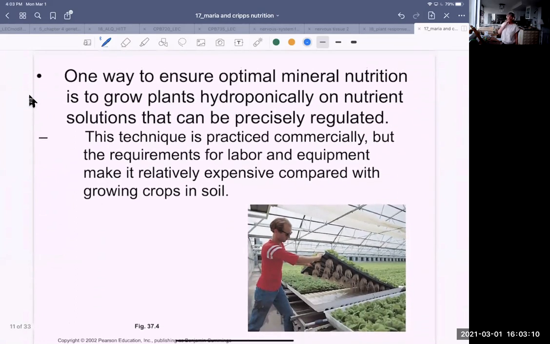So you can ensure optimal mineral nutrition by growing them hydroponically. You're probably thinking that already. Why don't you just grow them all hydroponically? Why not? You can regulate it very well. It is practiced commercially, but it's quite labor intensive and it takes a lot of equipment and it's relatively expensive. Nevertheless, it's quite common.